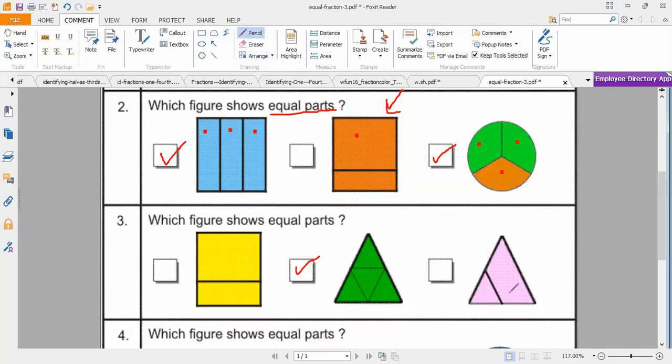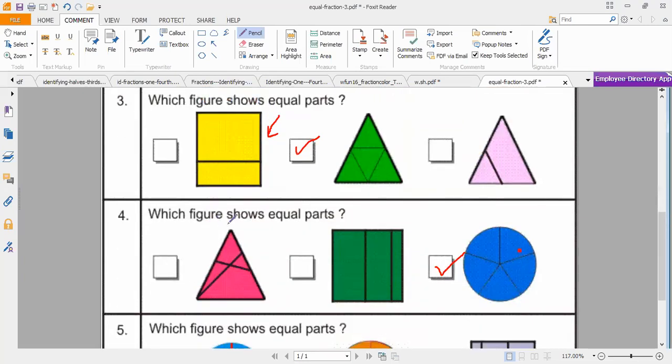And number 3, do we have halves here? No. But can I say that these two parts are halves? No. Why? Because this half is small and the other is big. They're not equal. We said that to name any shape halves, it must have equal parts. Equal means the same, grade 1. Thank you Adam. Yalla Omar.